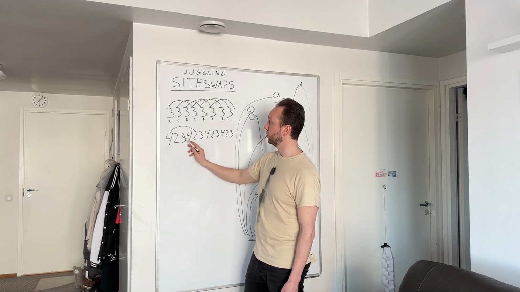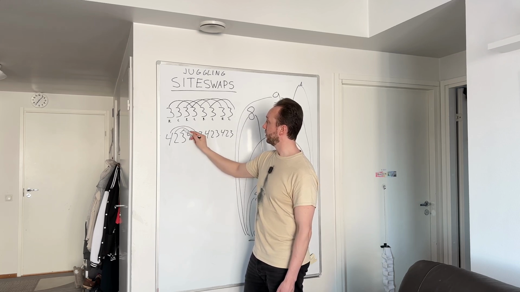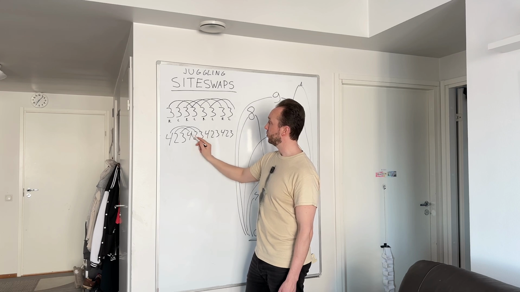Next is 2. So 1, 2. Go there. Now we have 3. So it goes 1, 2, 3. Okay, it goes there. So the next would be here. Yes, we have a ball here because it landed here.